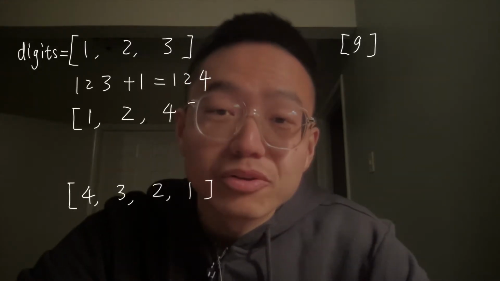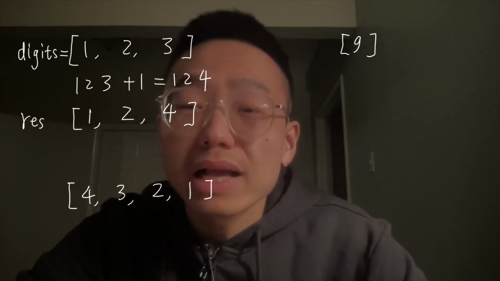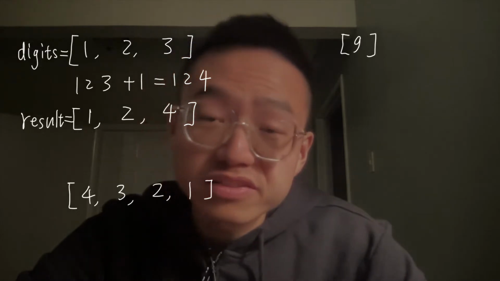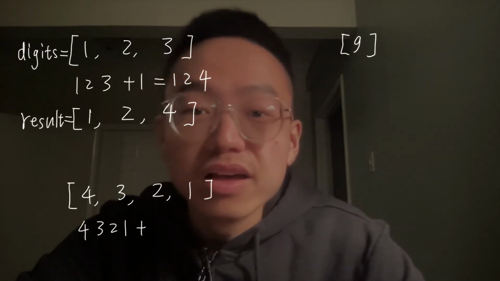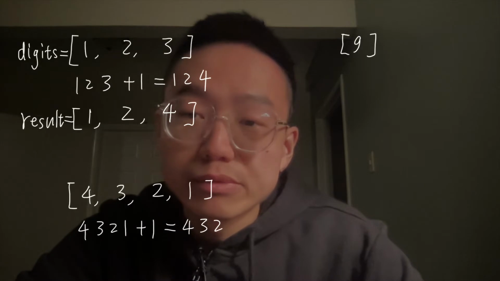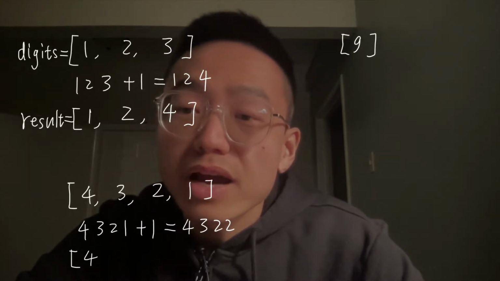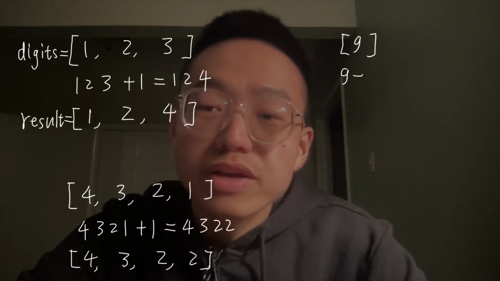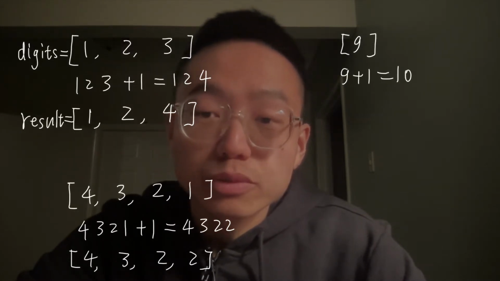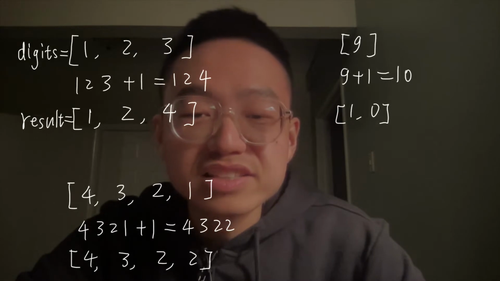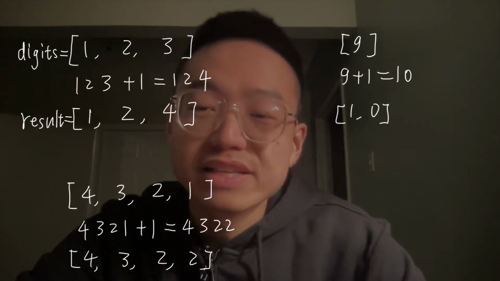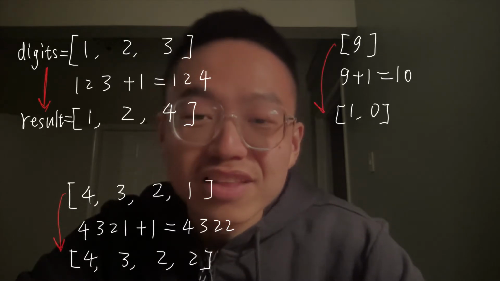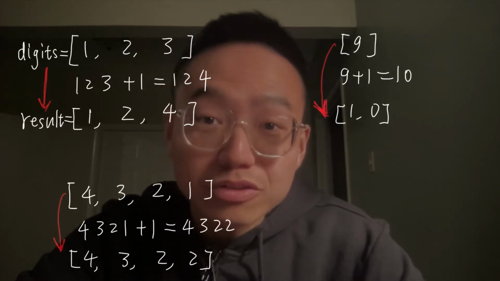In the first example, the array represents the integer 123. Incremented by 1 gives us 124, thus the result should be 124. In the second example, the array represents the integer 4321. Incremented by 1 gives us 4322, thus the result should be 4322. In the third example, the array represents the integer 9. Incremented by 1 gives us 10, thus the result should be 10.